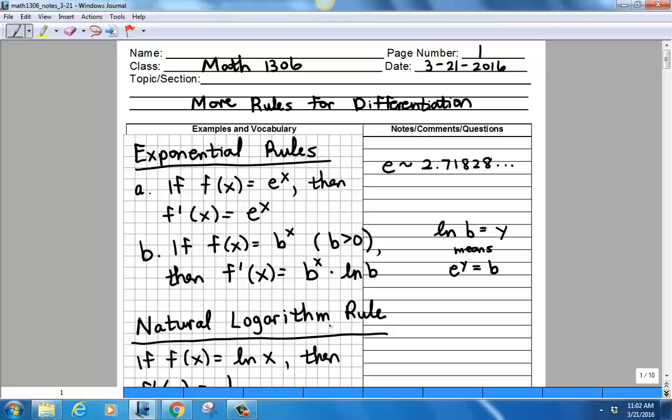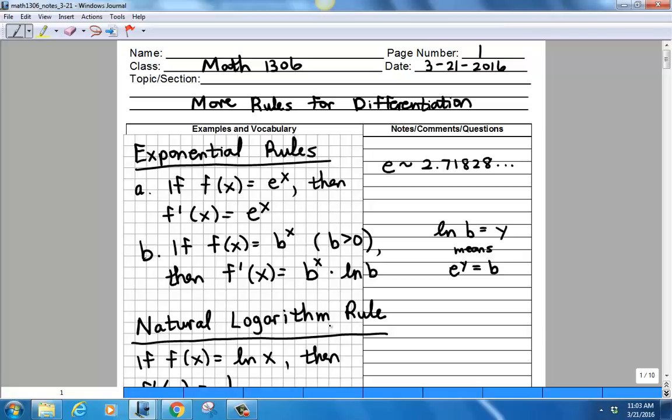And these are really easy, so they're not as hard to remember as the power rule is, or to apply, all right? The first set of rules are called the exponential rules, and they apply to exponential functions. So an exponential function is a function where you have a base to a power, okay? The standard version of an exponential function is e to the x power.